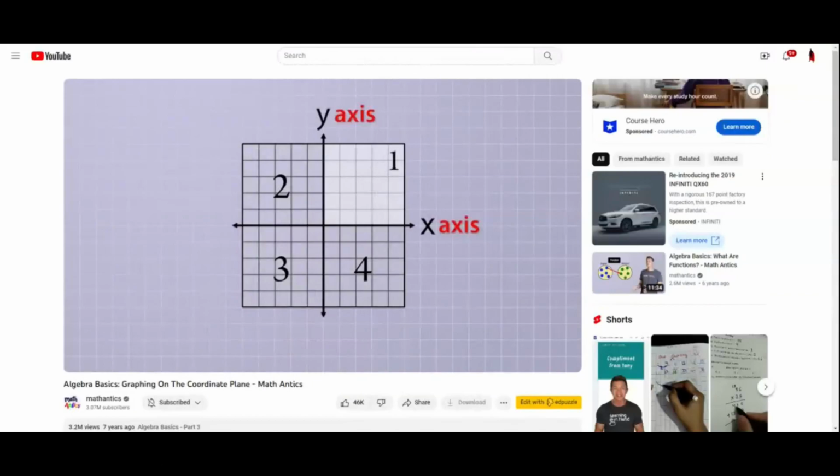Quadrant 1 is the upper right quadrant, and it contains all of the points where both the x and y values are positive. Quadrant 2 is the upper left, and it contains all of the points that have a negative x value and a positive y value. Quadrant 3 is the lower left, and it contains all of the points that have both a negative x and a negative y value. And quadrant 4 is the lower right, and it contains all of the points that have a positive x value and a negative y value.